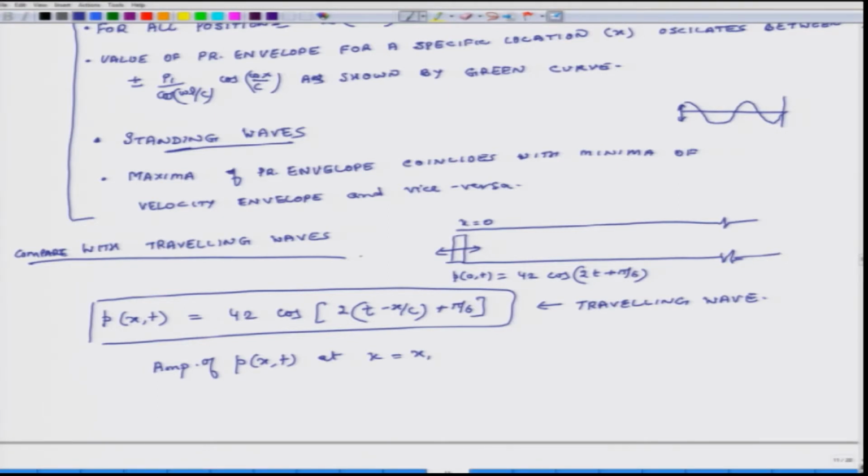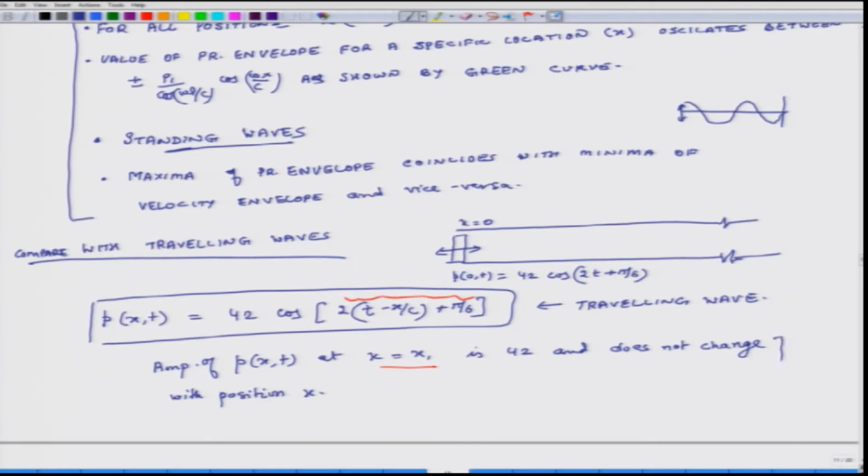Now, t is changing from 0 to infinity, and for some t this entire term in the bracket will either be 0 or pi or 2 pi or something. So, regardless of the position of x, the amplitude of the wave is the same, and it remains the same, which will be 42. So, the amplitude of p(x,t) at x equal to x1, which is any location in the tube, is 42, and it does not change with position x.